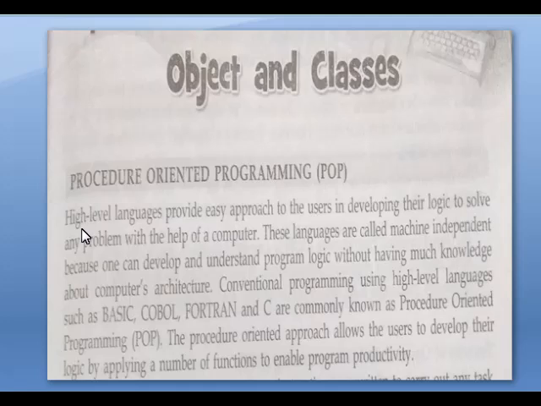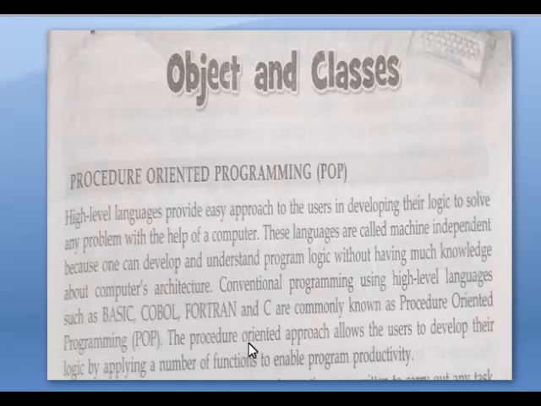Okay, so the high level languages provide an easy approach to the users in developing their logic to solve any problem with the help of a computer. These languages are called machine independent because one can develop and understand programming logic without having much knowledge about the computer architecture. Conventional programming using high-level languages such as BASIC, COBOL, Fortran, and C are commonly known as procedure-oriented programming or POP.